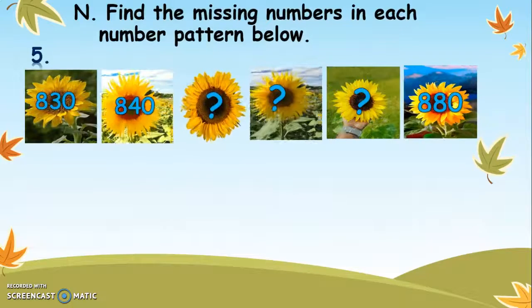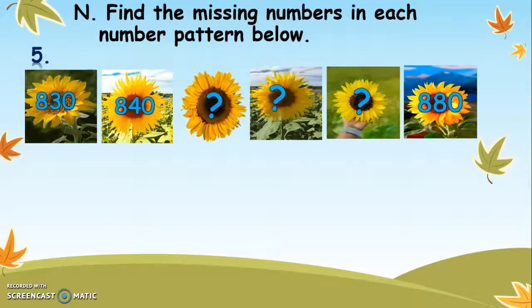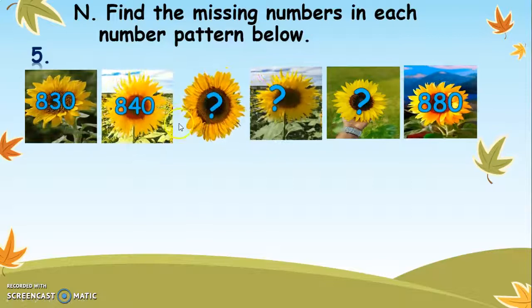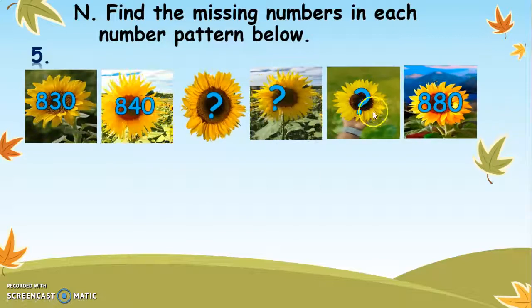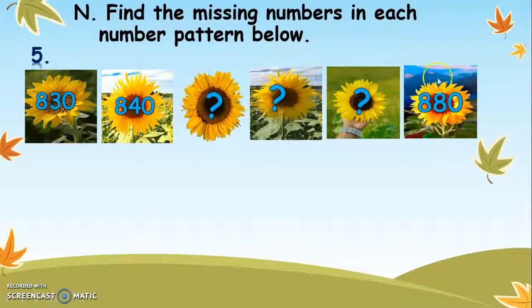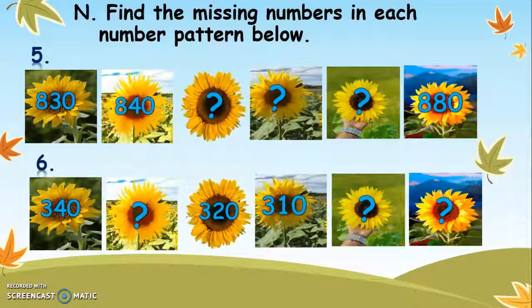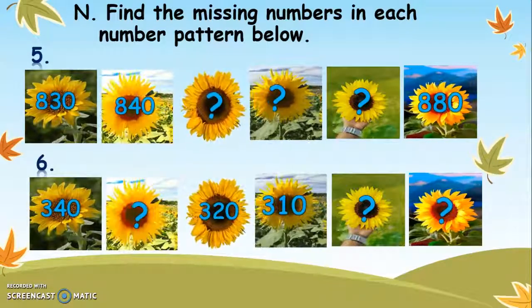Now for number 5 of letter N. The first two numbers, 830 and 840. Find the next three numbers. The last number is already given. It's 880. When you are done, try to answer number 6.